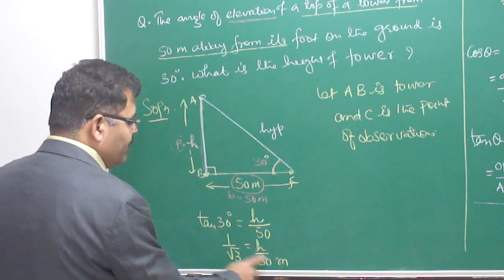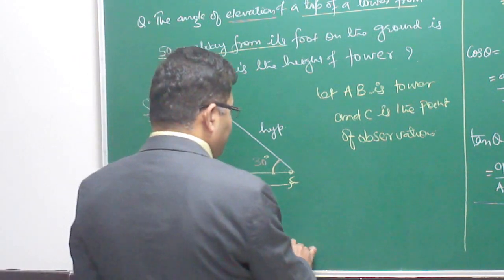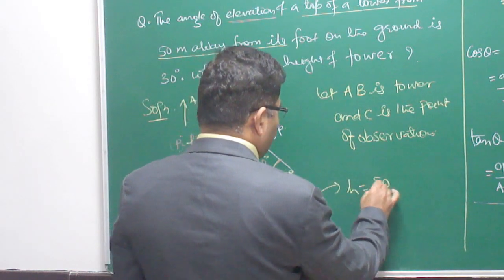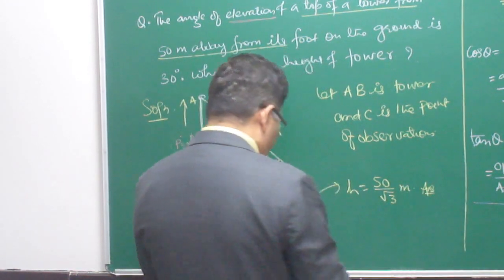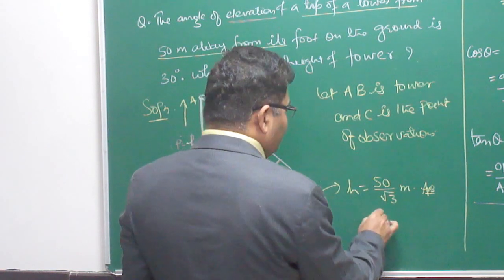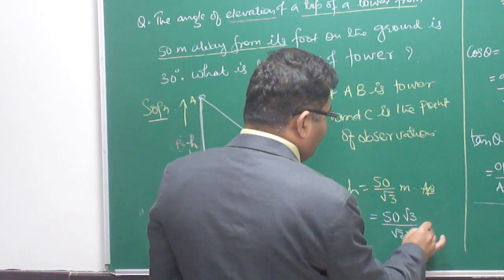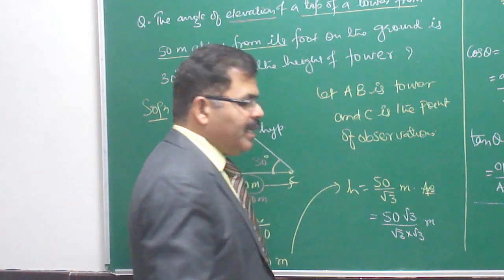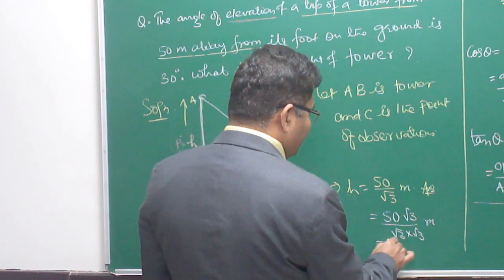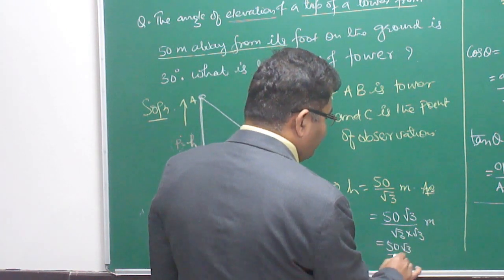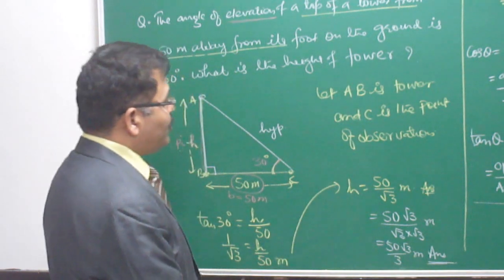Now, by cross multiplication, what would happen? This 50 is divided on this side, so it will come to this side and be multiplied. So H is equal to 50 by root 3 meter. That will be the answer. For a more simplified way, although it is not necessary, one can multiply root 3 in numerator and denominator, because irrational terms in the denominator don't look nice. Root 3 by root 3 is root 3, so 50 by 3 root 3 meter is the height of the tower, and that will be the answer of this question.